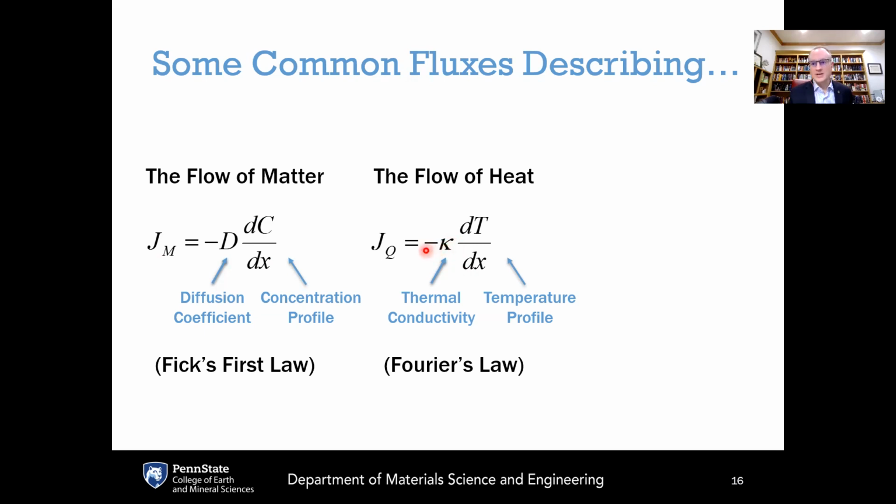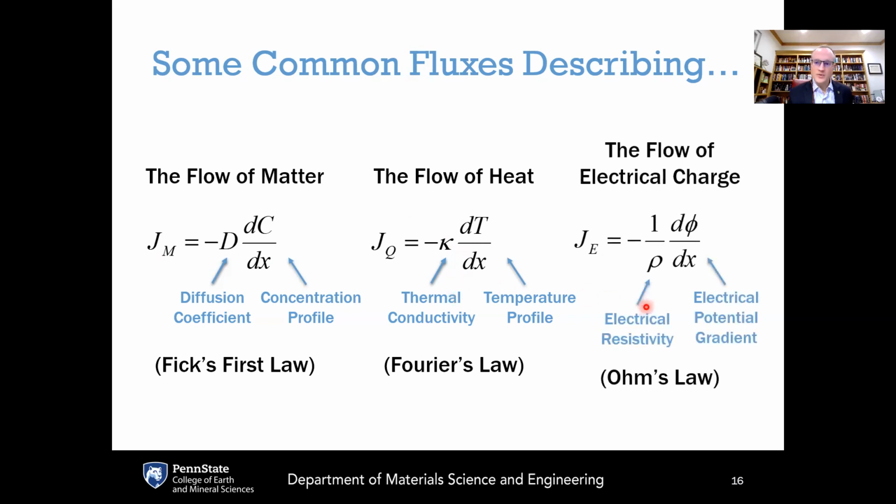And again, there's a minus sign because the flux of heat acts to eliminate the temperature gradient rather than increasing the temperature gradient. This is Fourier's law. You notice the form of the equation is mathematically identical to Fick's first law. It's just Fick's first law deals with the flow of matter. Fourier's law deals with the flow of heat. Otherwise, these equations are mathematically identical and they're solved using exactly the same approaches.